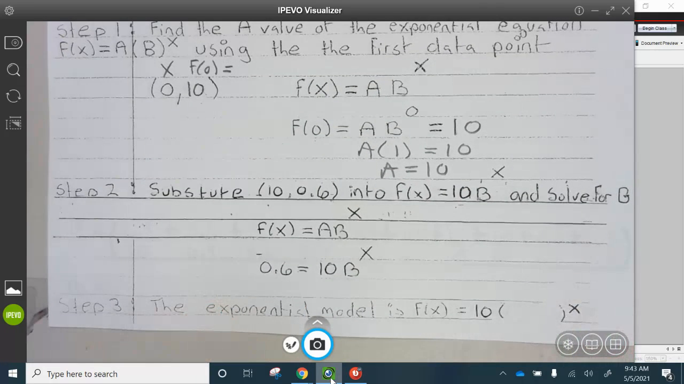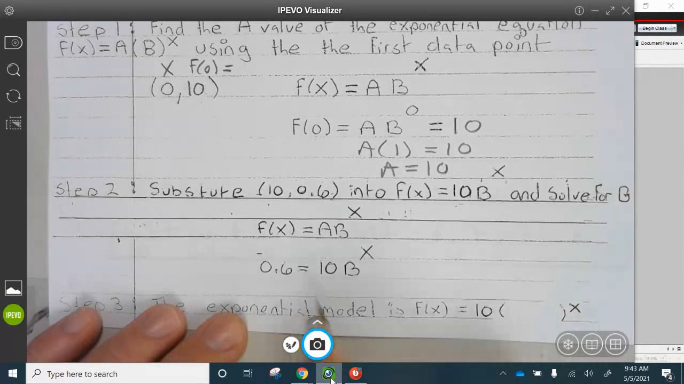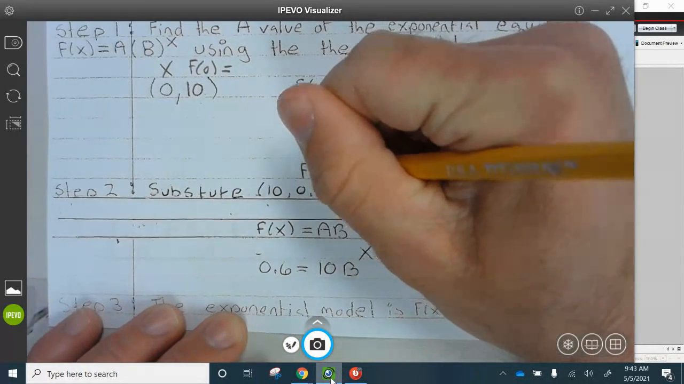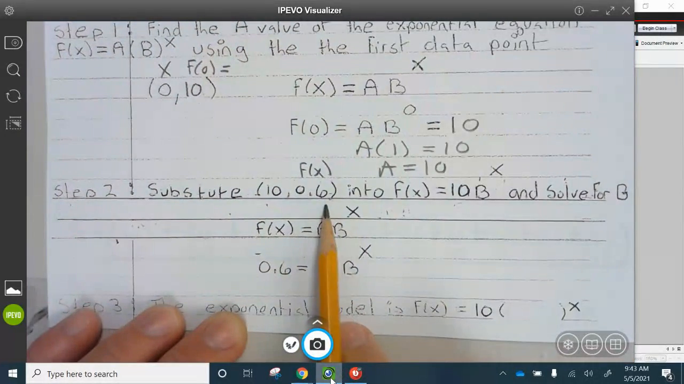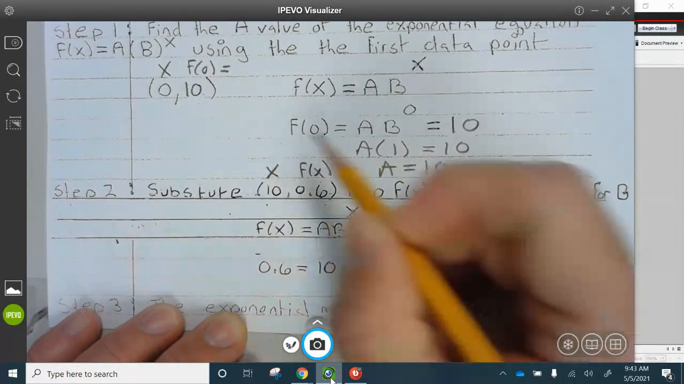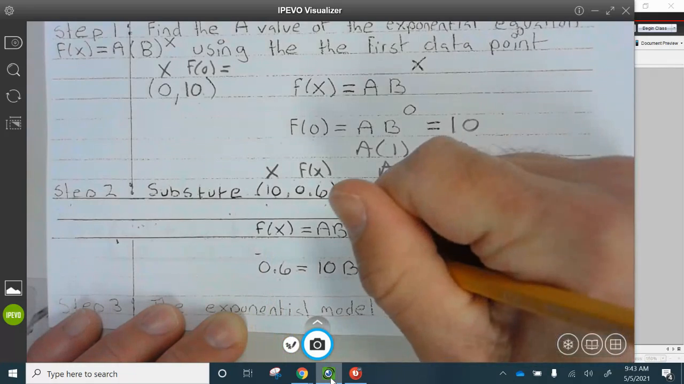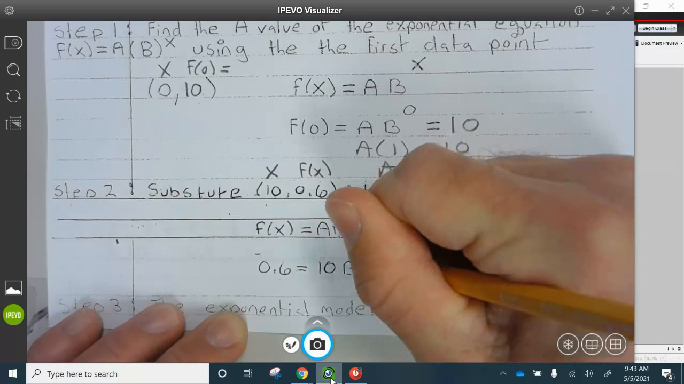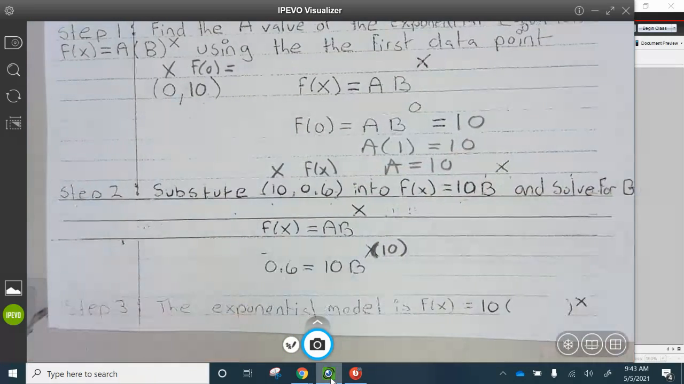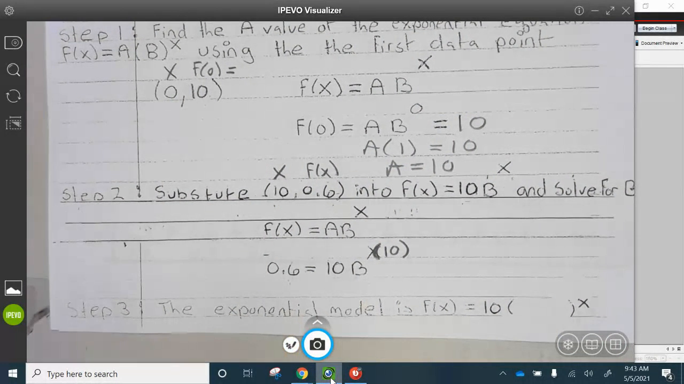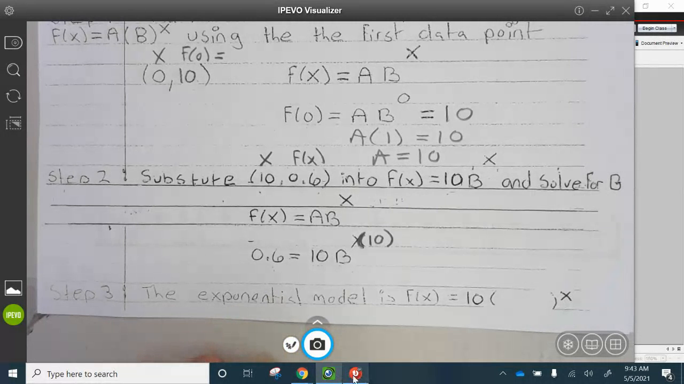Step 2. Substitute 10, 0.6 into f of x equals 10 times b to the x and solve for b. So we know that f of x equals 0.6 and x equals 10. So we have f of x in for 0.6, but now we need to plug 10 in for x. Now at this point, we're going to graph the left side and the right side and find the point of intersection. Okay. So let's do that now.